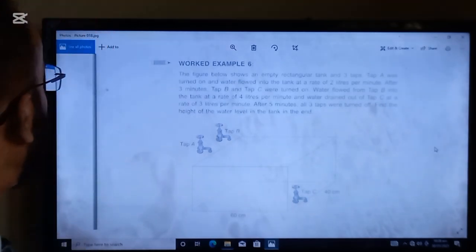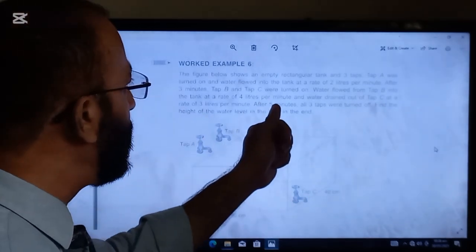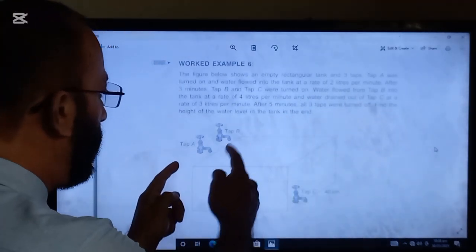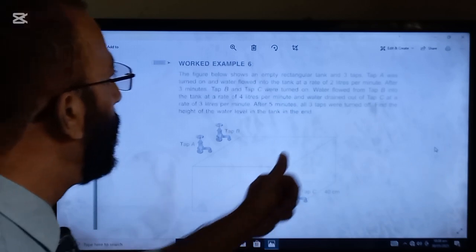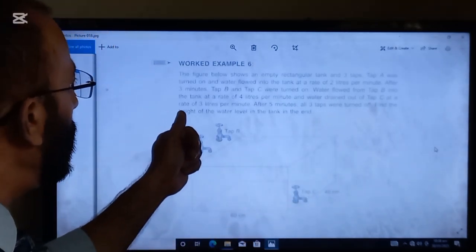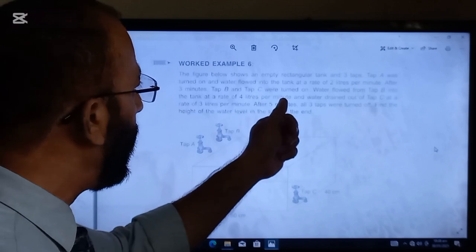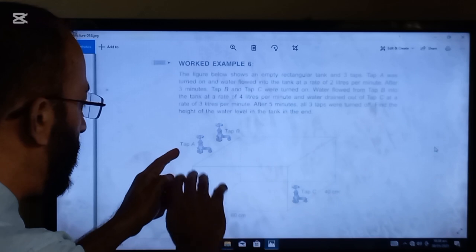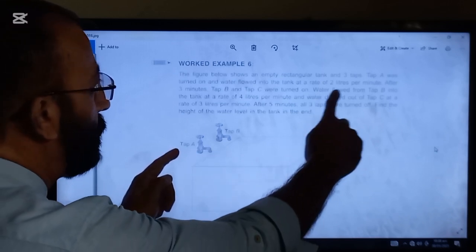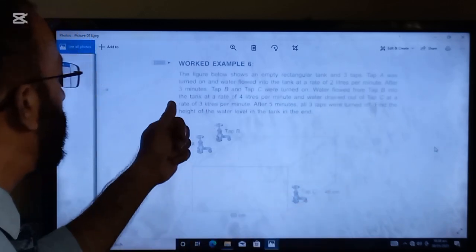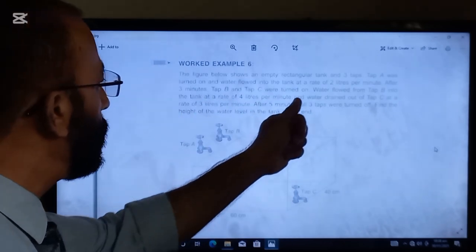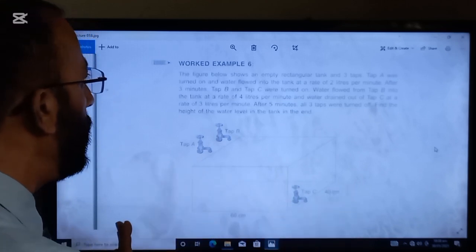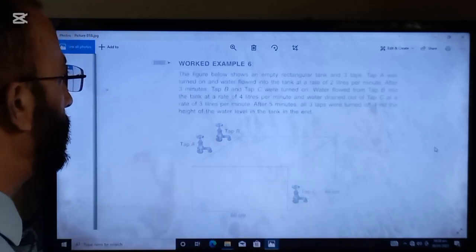And then another important question is here. The figure below shows an empty rectangular tank and 3 taps. Here are 3 taps, tap A, tap B and tap C. Tap A was turned on and water flowed into the tank at a rate of 2 liters per minute. So water from the tap A is flowing into the tank at the rate of 2 liters per minute. After 3 minutes, tap B and C were turned on. So this is the tap B, this is the tap C. These are turned on after 3 minutes.